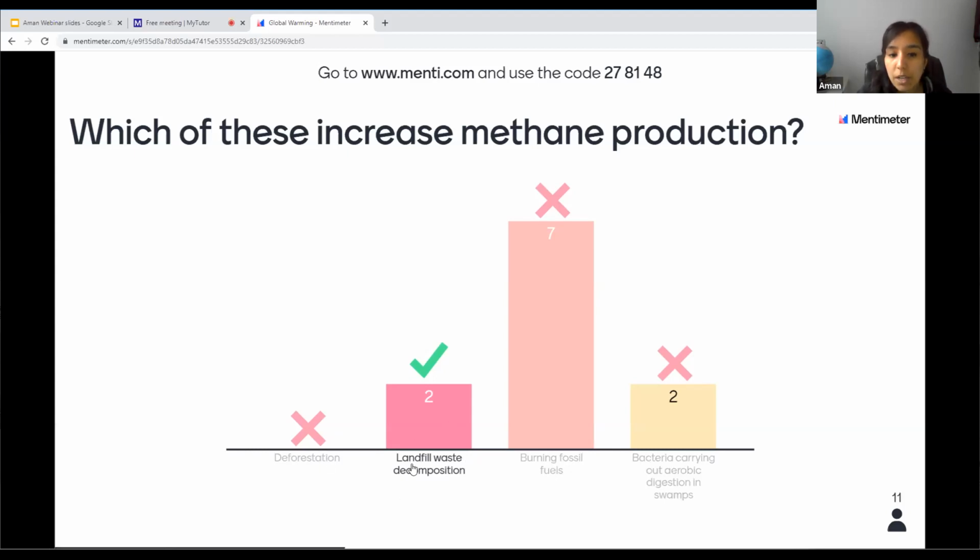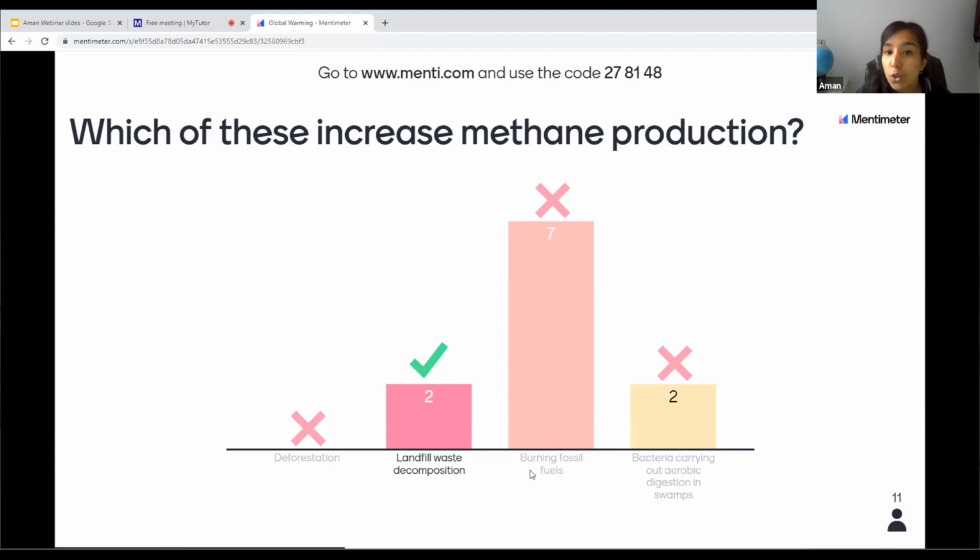The answer is landfill waste decomposition, and the reason for that is that when we deposit waste into landfill, anaerobic bacteria, so anaerobic means without oxygen, carry out digestion of organic material. Organic material just means usually made of carbon. They carry out digestion of that anaerobically, so without oxygen, and that releases methane. And critically, it's anaerobic digestion that does that.